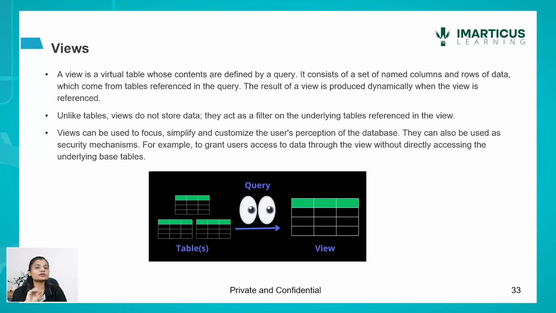Unlike tables, views do not store the data. As I've said, it's a virtual table. What is the meaning of virtual table? It's visibly available to me, but it's not physically available to me. What is the meaning of physically? It will not take up any memory for its storage. So they act as a filter on the underlying tables referenced in a view.